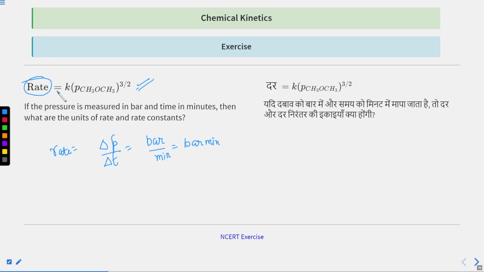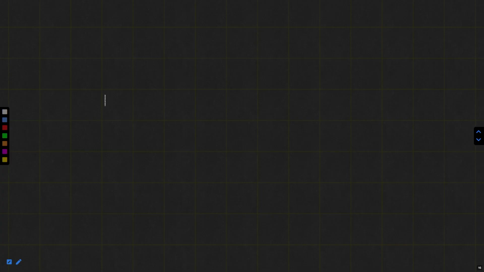Now what about the unit of K? Let us look at the unit of K. Rate is given as K times P of CH3OCH3.